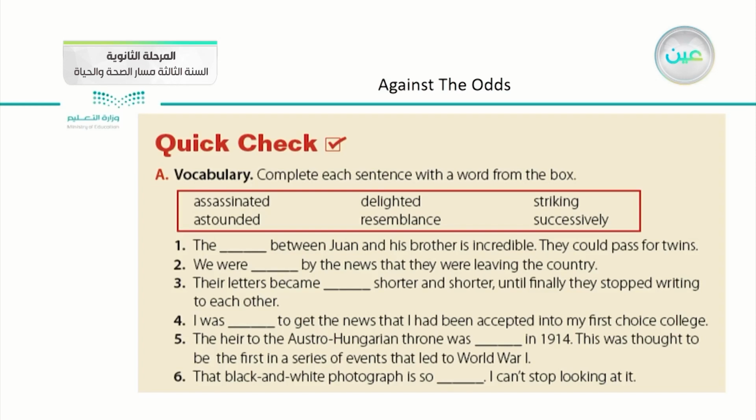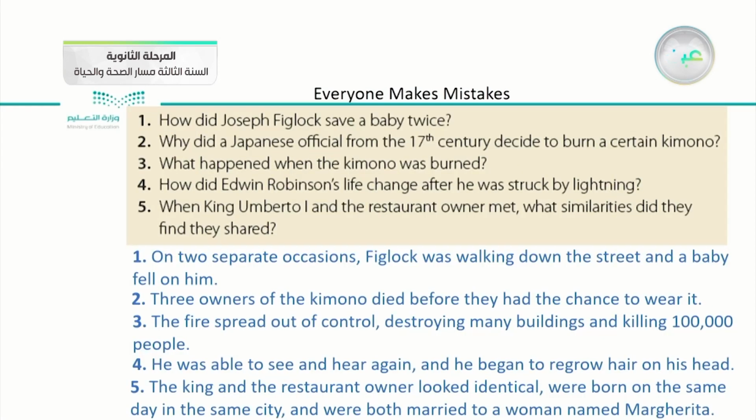Resemblance, when two things look alike, we say that there is a resemblance between these two things. The last word, successively, means one thing happens immediately after the other. Then we went to these 6 sentences and we filled the gaps with the correct answers as shown here on this slide. After that, we went to the second part, which is related to the comprehension of the reading.